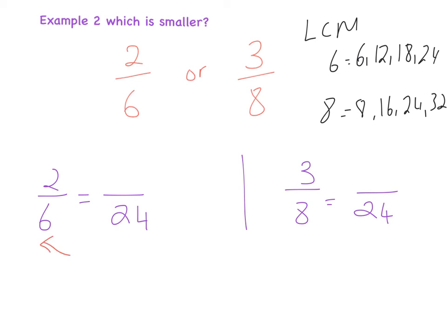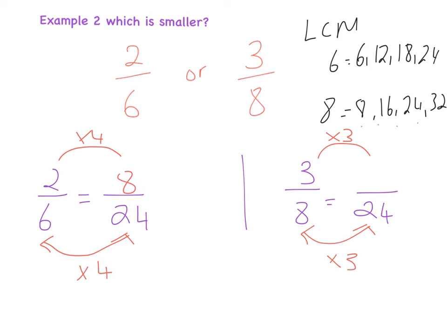So, equivalent fraction method. What do I multiply 6 by to get 24? And the answer is I multiply it by 4. 6 4s are 24. So what I do to the bottom I must do to the top. And 2 multiplied by 4 will give me 8. So I now have 8 over 24 here. And 3/8 I'm going to apply the same method. So what do I multiply 8 by to get 24? And it's 8 3s are 24. And what I do to the bottom I must do to the top. And 3 3s are 9.